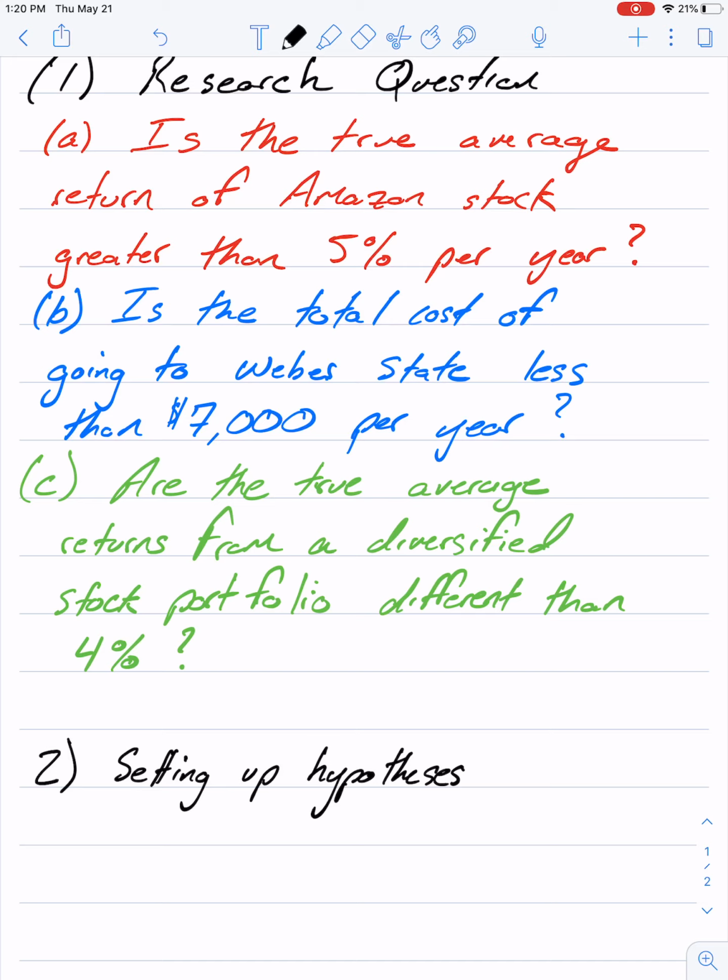One thing that I want you to notice about these 3 questions and the nature of simple hypothesis testing, this first thing we're going to do, is that all of these questions offer a baseline number. So the first question we're comparing to 5%. The second question we're comparing to $7,000. The third question we're comparing to 4%. So each of these questions give us a baseline for our comparison.